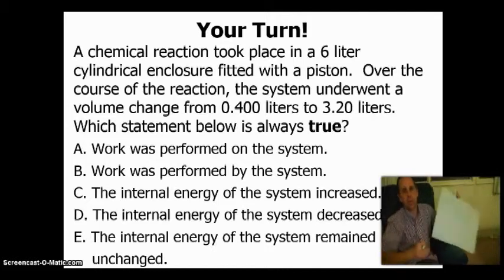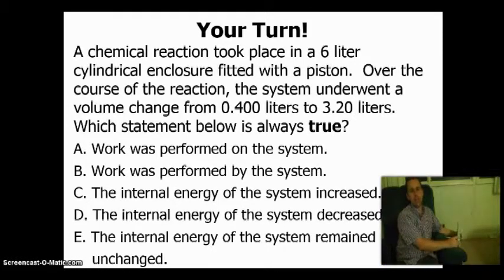Excellent. Okay, a chemical reaction takes place in a 6-liter cylindrical enclosure fitted with a piston. Over the course of the reaction, the system underwent a volume change from 0.4 liters to 3.2 liters. All right? Which statement below is true? Work was performed on the system. Work was performed by the system. The internal energy of the system increased. The internal energy of the system decreased. The internal energy of the system remained unchanged.